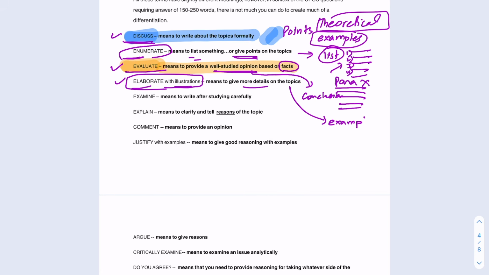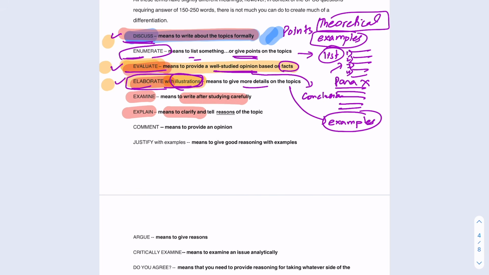Illustrate or elaborate actually means that you must include examples. So discuss, evaluate, elaborate, all these three are pretty much the same. Okay, there is not much difference at the end of the day in these three. Then comes examine. Examine means to write after studying carefully. Of course, if you are discussing also, it means you have studied carefully. So there is not much difference again in discuss, evaluate, elaborate, and examine.